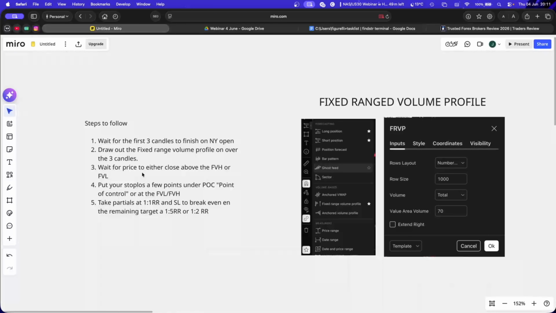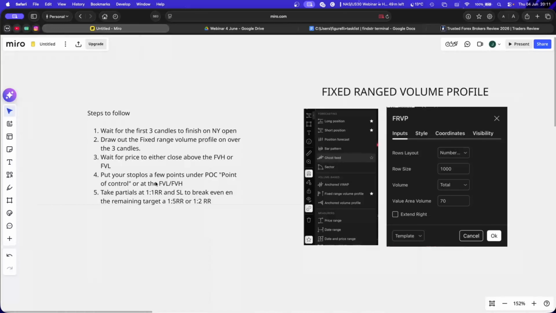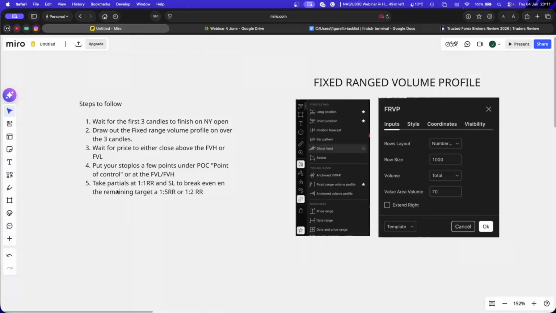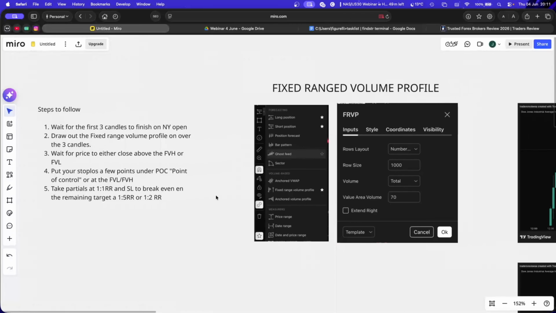Then we're going to wait for price to either close above the fair value high or the fair value low. We're going to put our stop loss under the point of control or at the fair value low or high. Then, most important, we are going to take partials and move stop loss to break even as soon as the trade is at a 1-to-1 risk to reward. For the remaining size of your trade, we can target a 1-to-5, or a fixed 1-to-2 risk to reward.